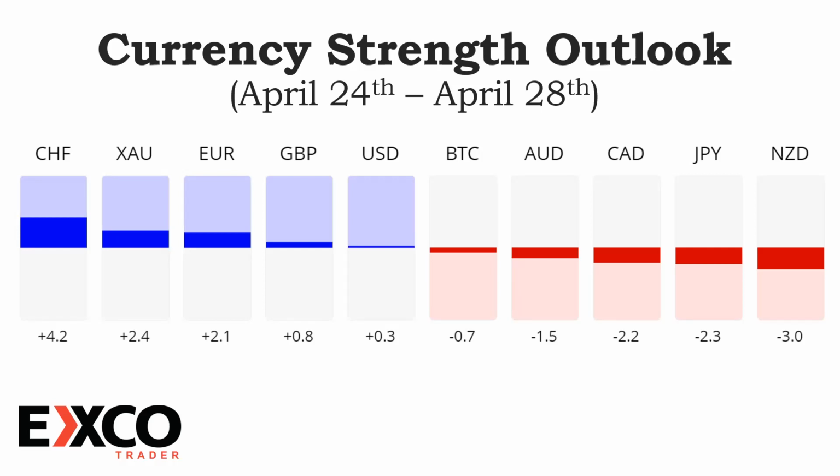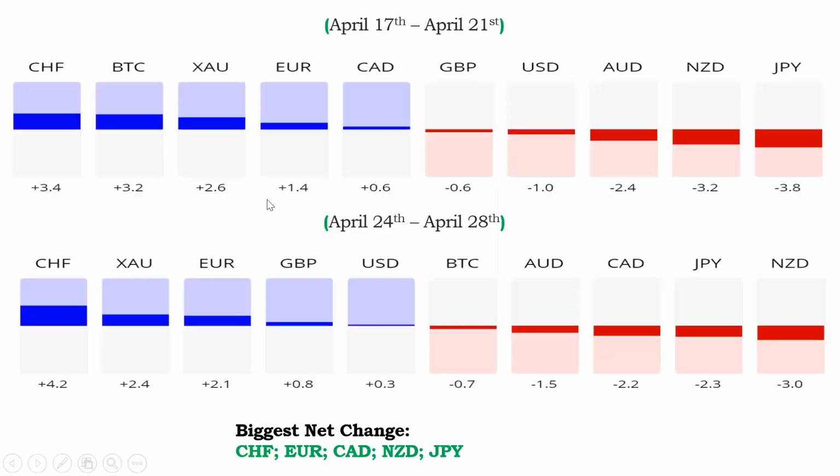But before that, let's do a bit of a comparative analysis from what we had last week. Now, last week, April 17th to 21st, you could see how the currency outlook was, and then what we have for this week. Now, with that said, you will be able to see which is giving us the biggest net change. And you see we still have the biggest net change, Swiss franc still coming out the strongest. Now let's look at euro.